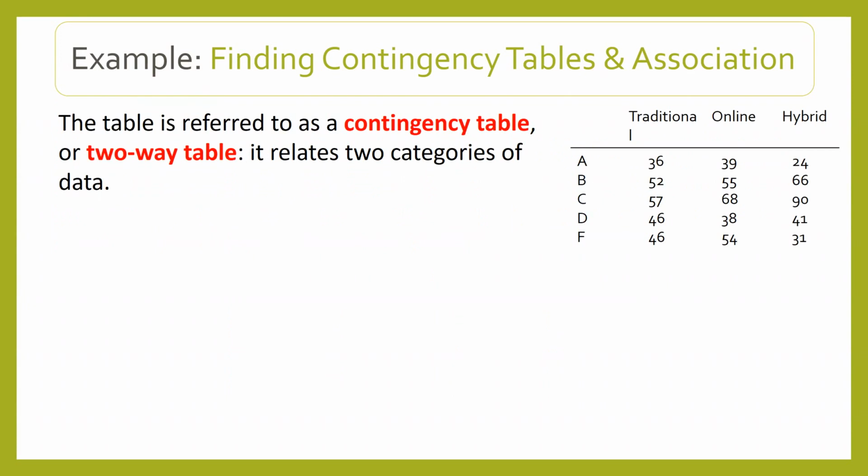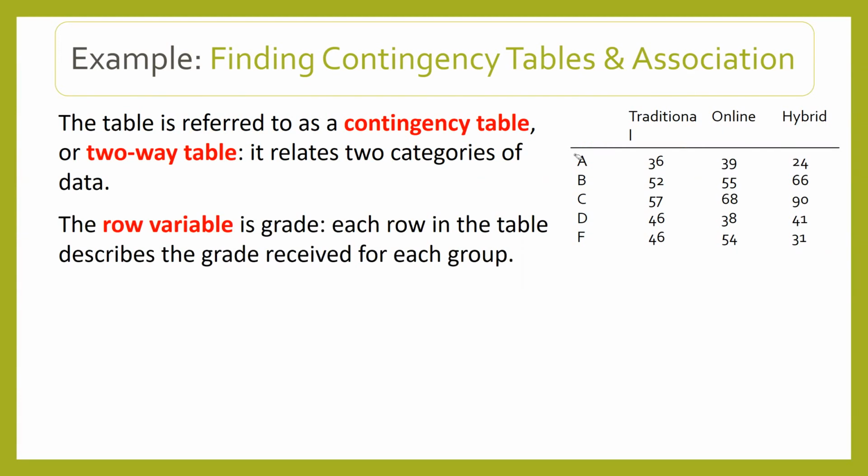When you present your data in this form, this is what we call a contingency table or two-way table. It relates two categories of data, the methods and the grades. That's why it's called a two-way table or contingency table. The row variable is grade. So how many people get A in each method? How many people get B in each method?